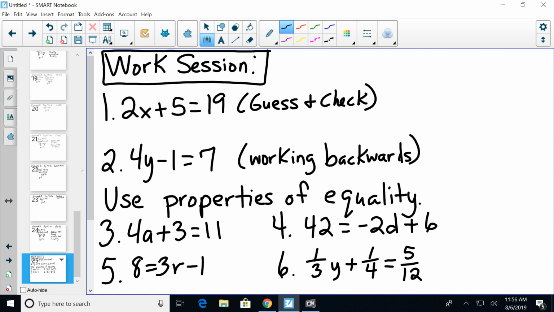So again, remember, for 3 through 6, you must provide your justification statements for each step. So you're not just working out 3 through 6. You have to give the justification statements beside each step.